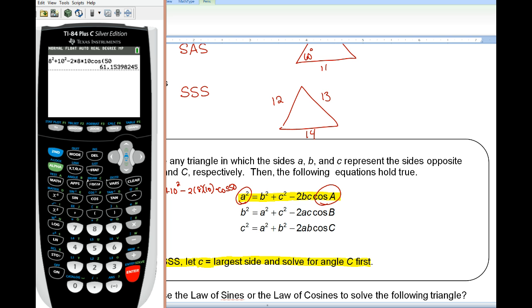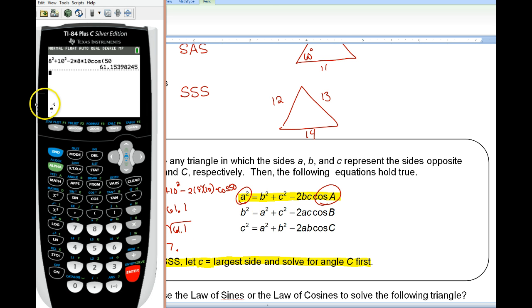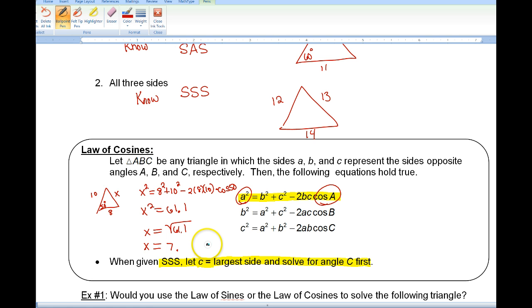I got 61. Okay, so you get 61. Now remember, what is that equal to? That's your x squared. So how would you figure out side x? Take the square root of that, and it ends up giving us 7.8. Do you want us to round? No, it's 61.2.